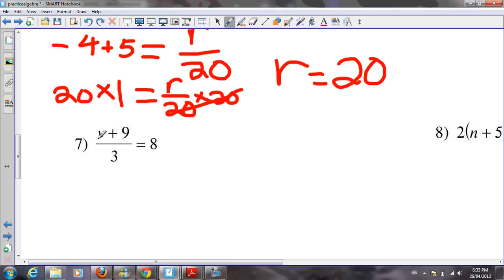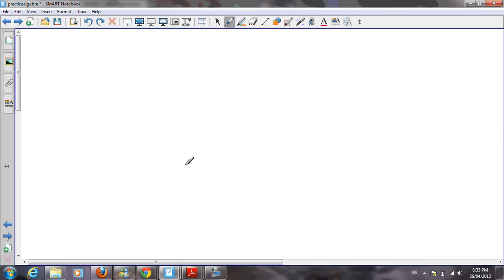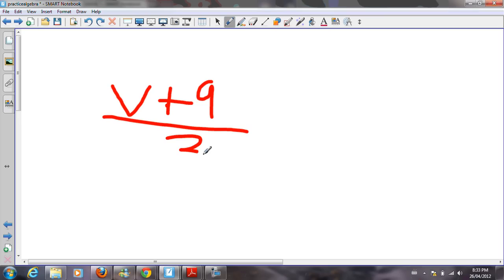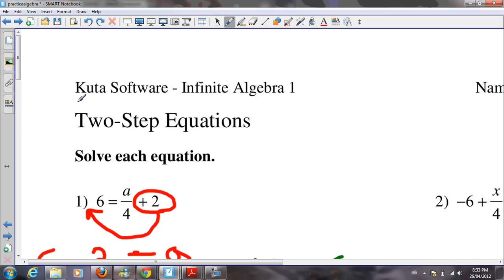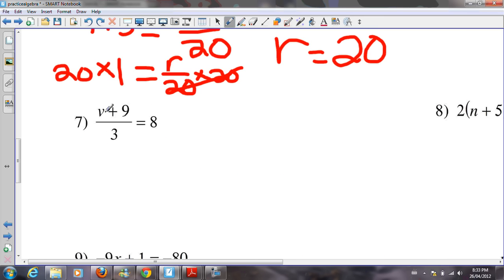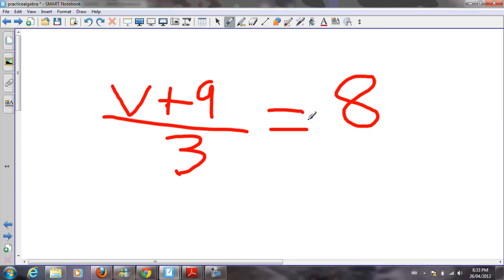Now, I'm going to take this one, v plus 9 over 3 equals 8. And I'm going to do that one, because that one's a little bit trickier. So v plus 9 over 3 equals 8. Just to double check, make sure I wrote that down correctly. V plus 9 over 3 equals 8. So again, you would almost think you got to move this plus 9 over here. But the problem is, this v plus 9 is part of this whole fraction. Okay, so it's like having it in brackets.